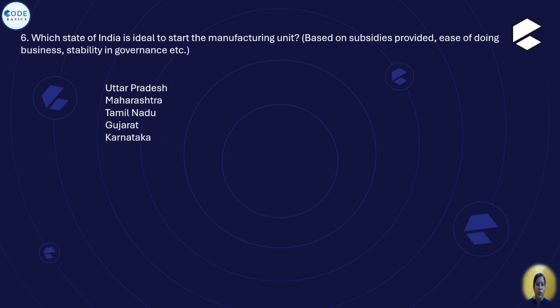Which state of India is ideal to start the manufacturing unit based on the subsidies provided, ease of doing business, and stability in governance? As per the insights here, Uttar Pradesh, Maharashtra, Tamil Nadu, Gujarat, and Karnataka are the states ideal to start the manufacturing units.